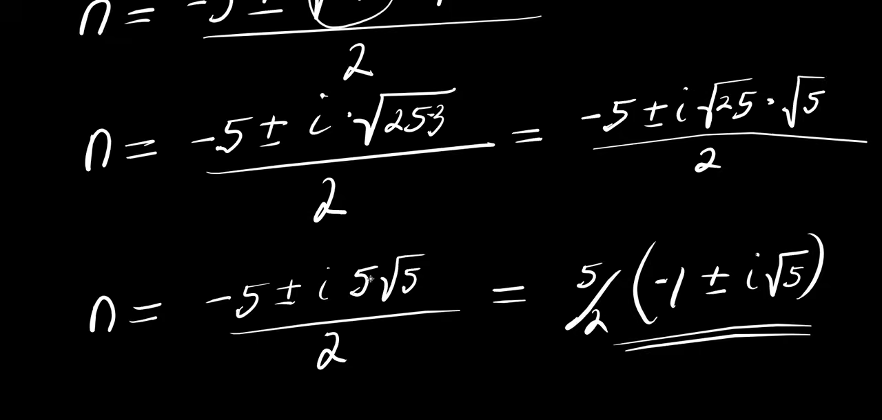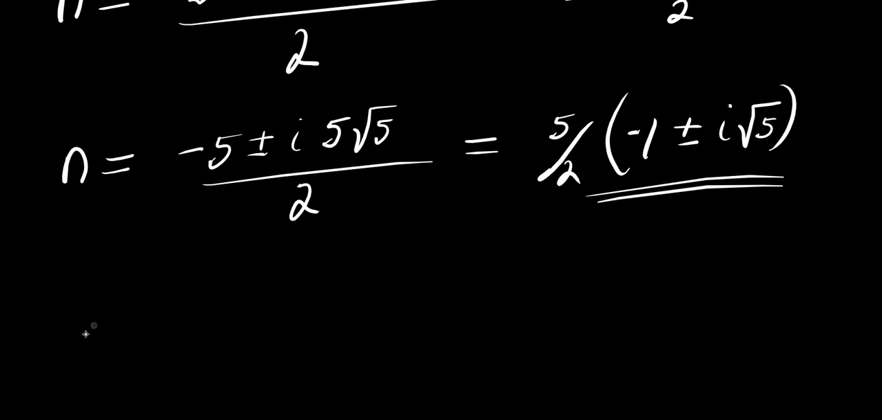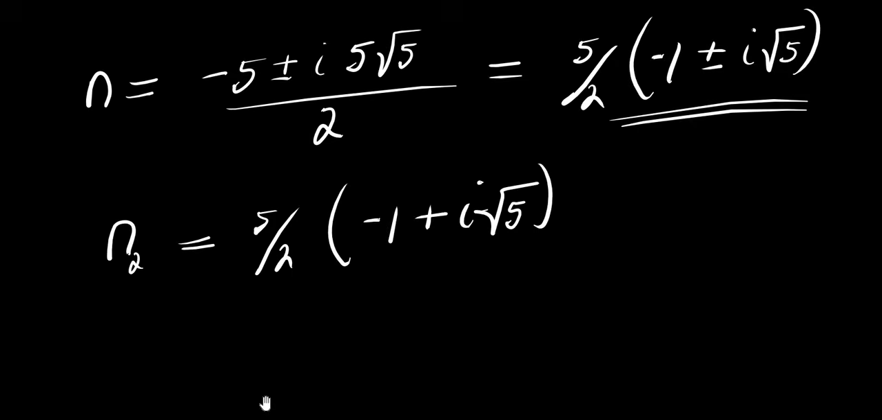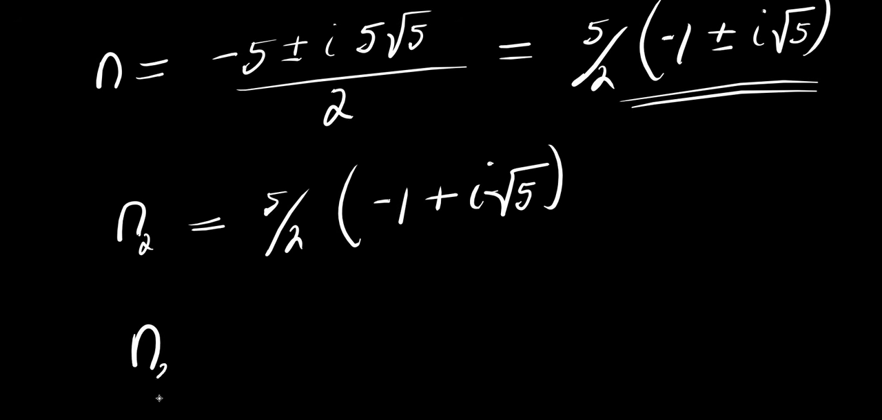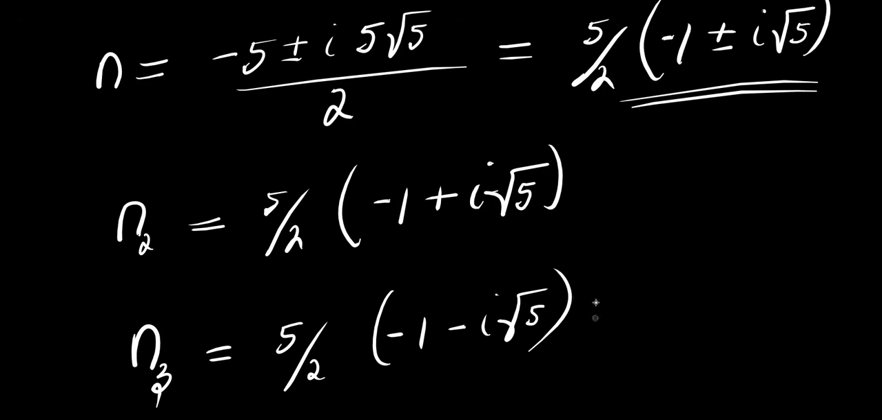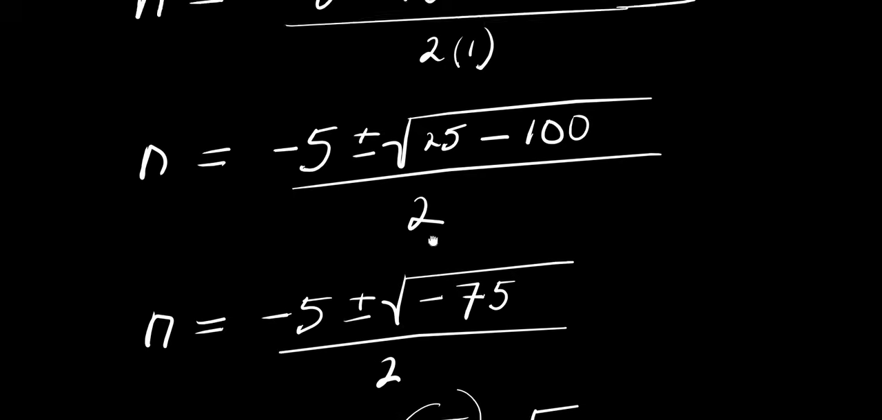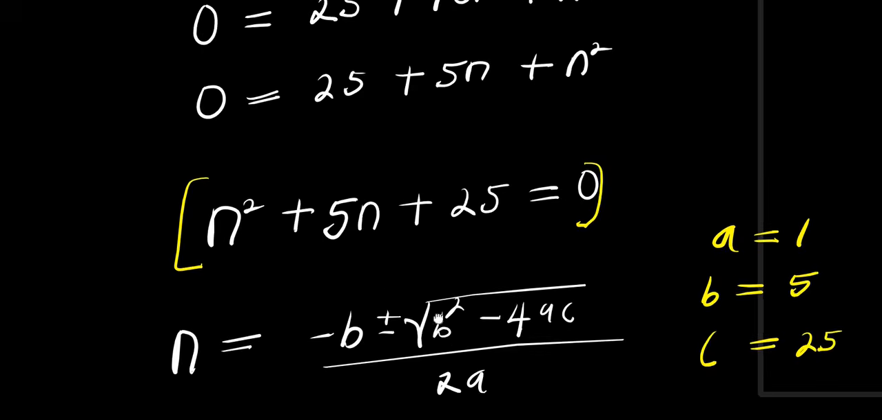So we have two complex values for n. We have n2, since we have already gotten our n1, negative 1 plus i times root 3 times 5 over 2. And we have our n3 equals 5 over 2 of negative 1 minus i times root 3. These are the two complex values for n. And one real value for n is this particular value right here, which is 5.